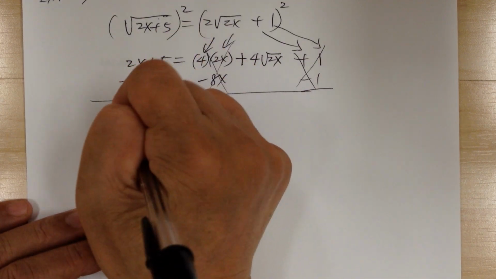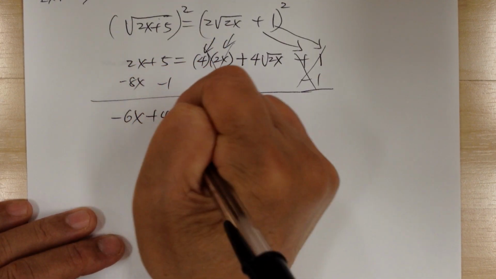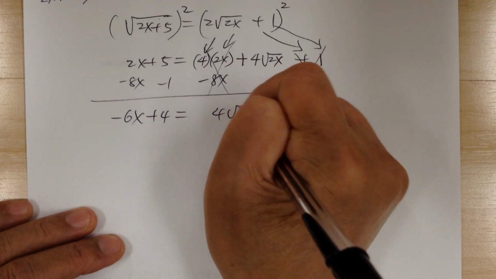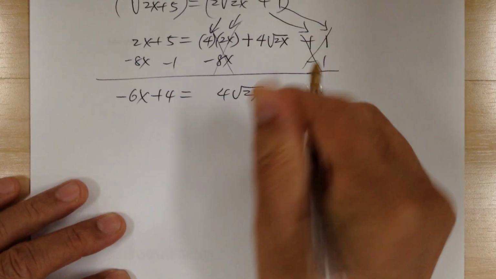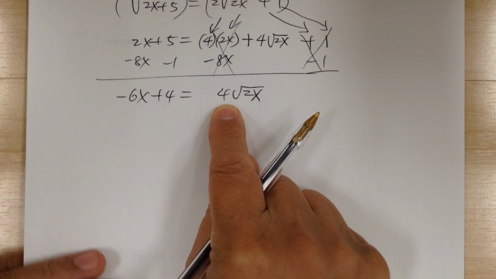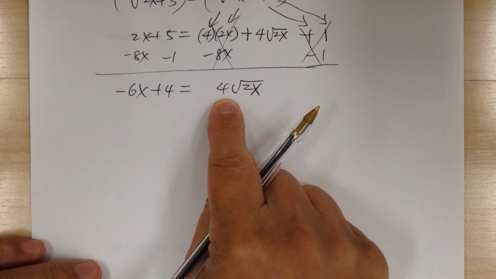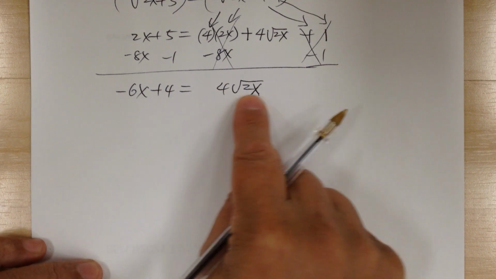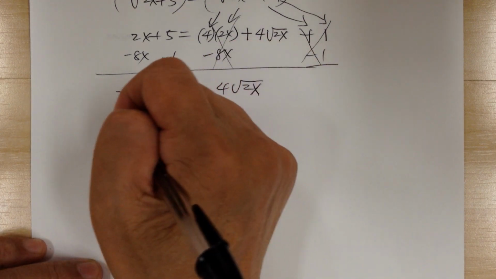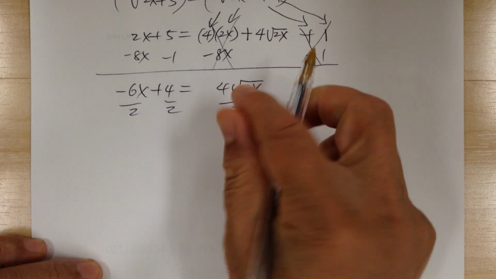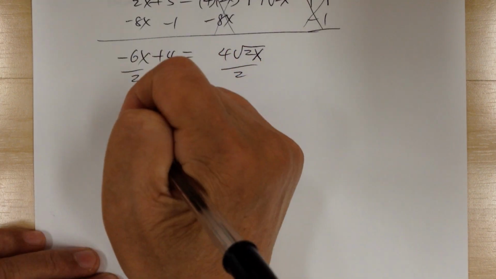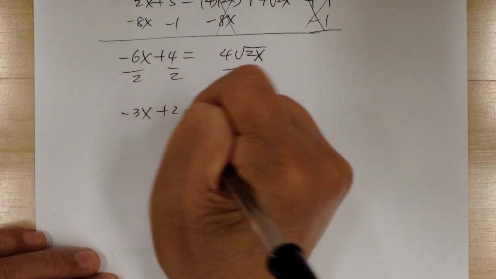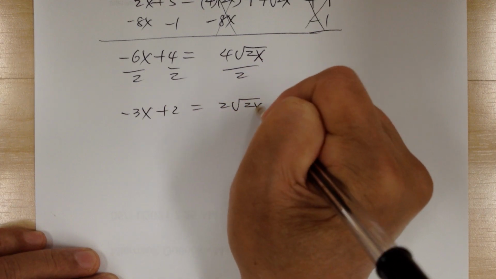So I get negative 6x plus 4 equal to 4 square root of 2x. Now remember what I said, right? You want to lower this number as much as you can, or else the number can be really big and hard to do. Okay? So notice all these are divisible by 2, so I'm going to divide everything by 2. Again, you want to lower this as much as you can. So you got negative 3x plus 2 equal to 2 square root of 2x.